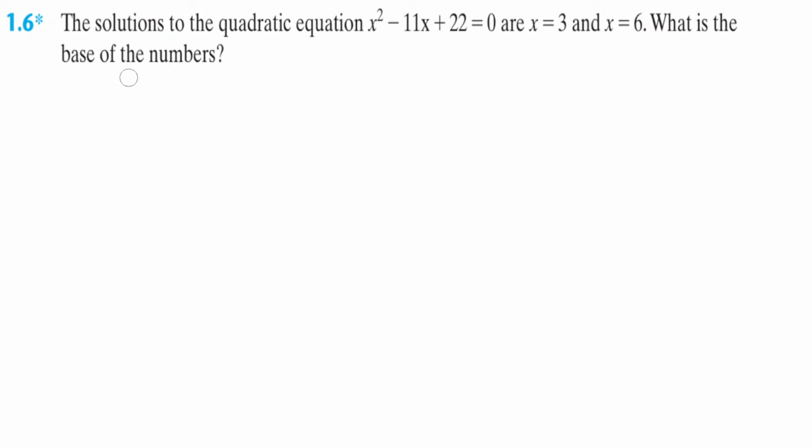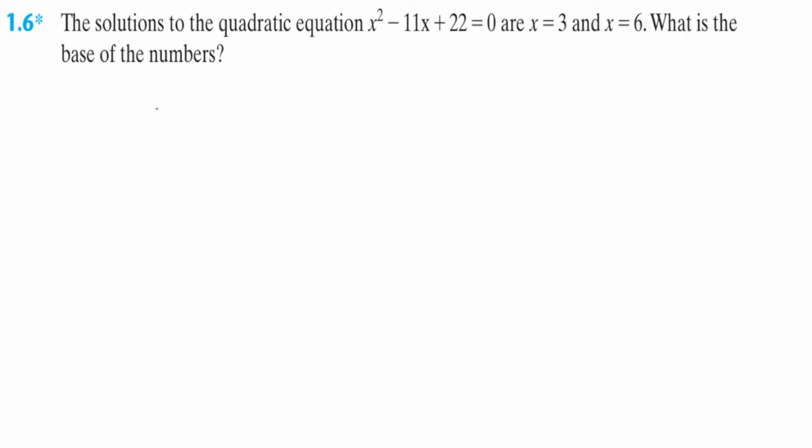Let's look at this problem right here. This question is asking: the solutions to the quadratic equation x squared minus 11x plus 22 equals 0 are x equals 3 and x equals 6. What is the base of the numbers? Okay, so this is in some base. It might be base 8, base 10 or whatever. We need to find out what base it is based on the given information.